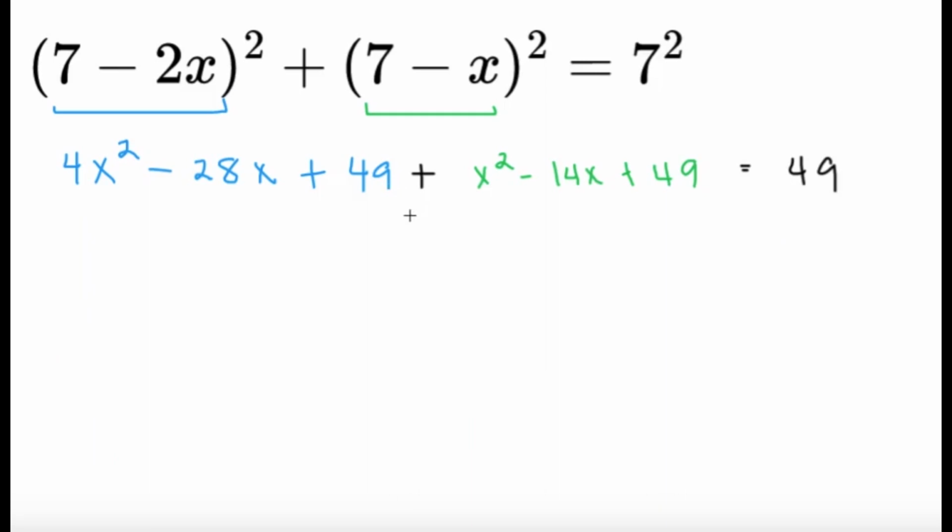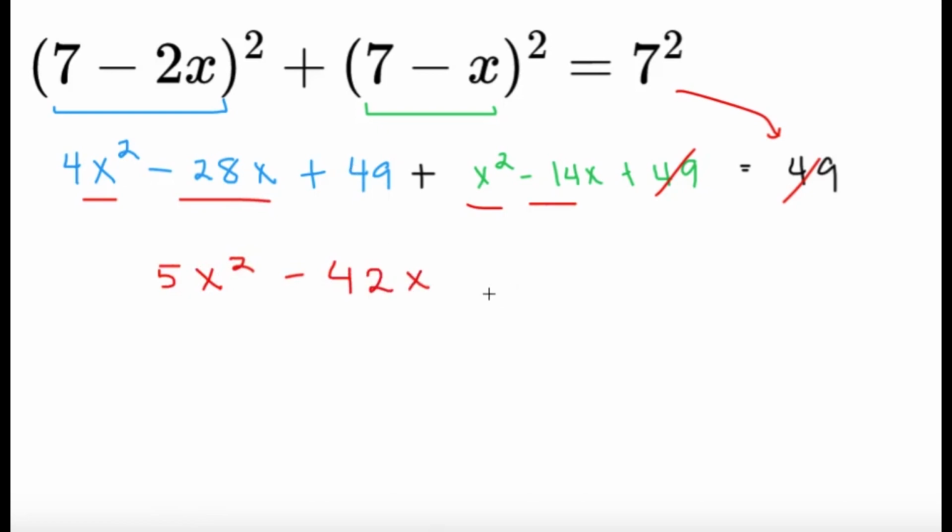If we try to solve for x here, we're going to expand this and solve for x. Expanding (7 minus 2x) squared, we get 4x squared minus 28x plus 49. Expanding the square of 7 minus x gives us x squared minus 14x plus 49. And 7 squared here is just 49 anyway, so we can easily simplify the 49. Let's combine like terms. 4x squared and x squared gives us 5x squared. Negative 28x and negative 14x gives us negative 42x. And then we have the 49.